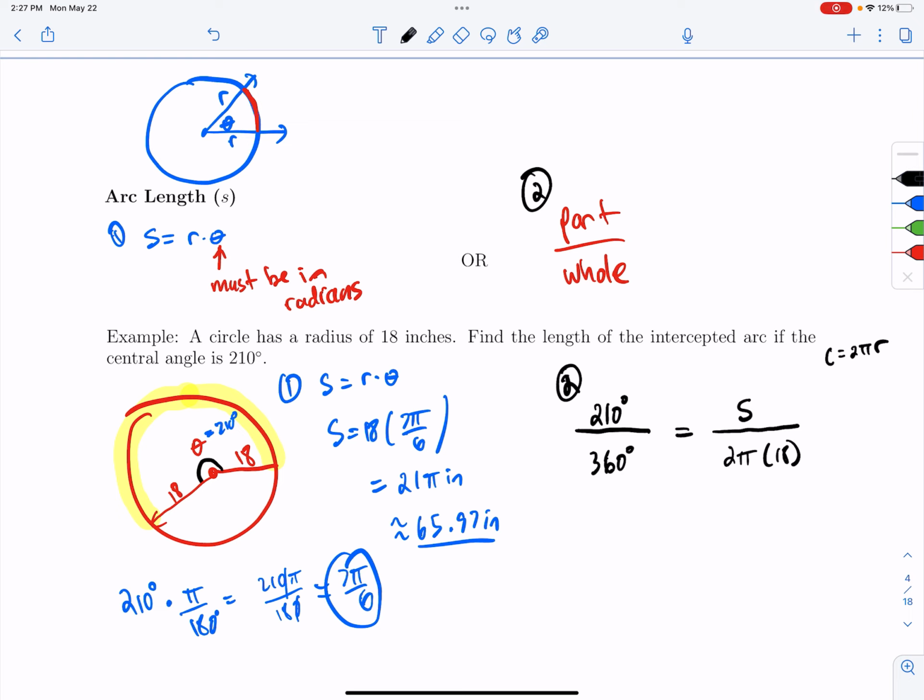So the benefit of finding the arc length in this way with a proportion is that I don't need to convert anything into radians. And this method also works for the next examples when we're trying to find the area of a sector. So if you can remember this proportion method, it's only one way to do both types of problems.